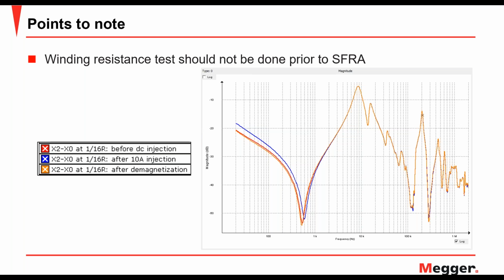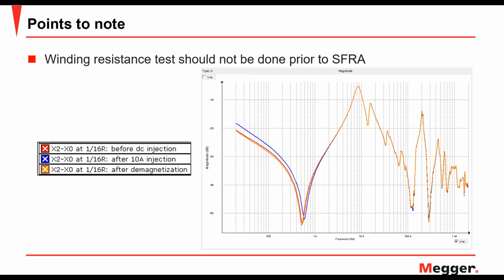Some resistance test sets have demagnetization features in them. The demagnetization is done on site by injecting a sequence of alternating DC current pulses with decreasing magnitude, and that restores the core back to its original state. Now here you can see what happens after demagnetization.